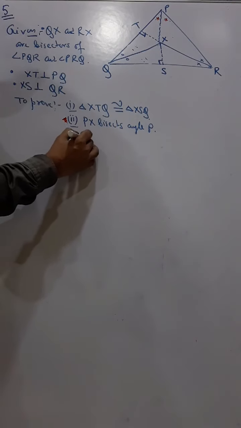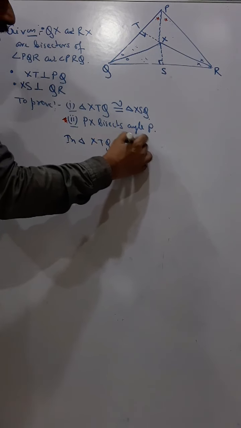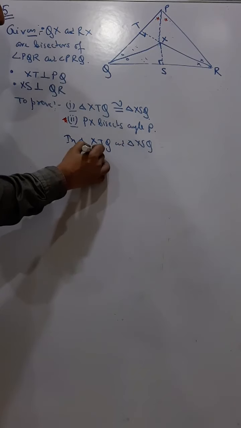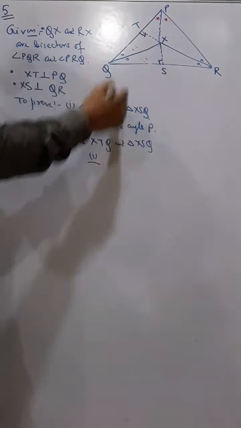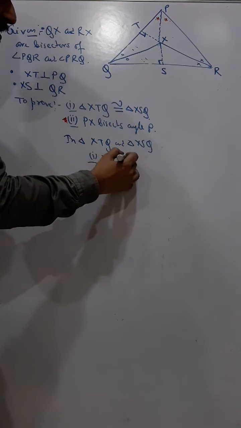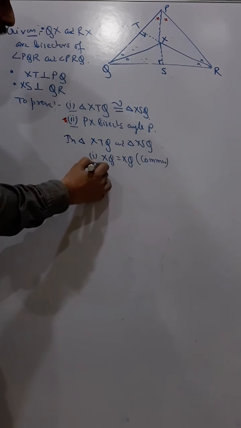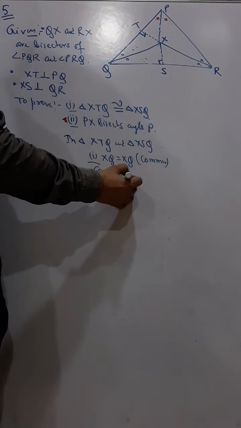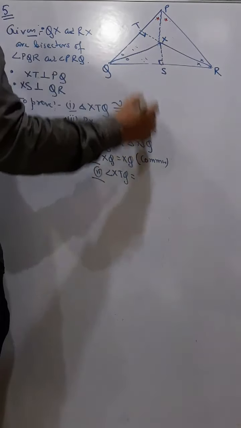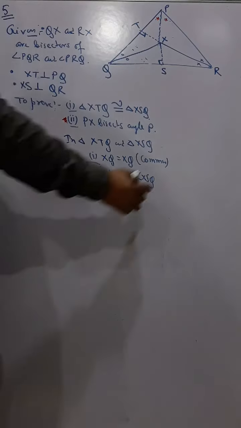So we can say in triangle XTQ and triangle XSQ, first XQ equals XQ, and that is common. Number 2, we can say that angle XTQ is equal to angle XSQ is equal to 90 degrees.